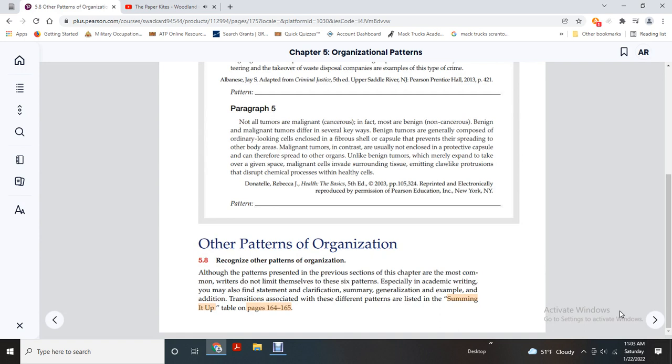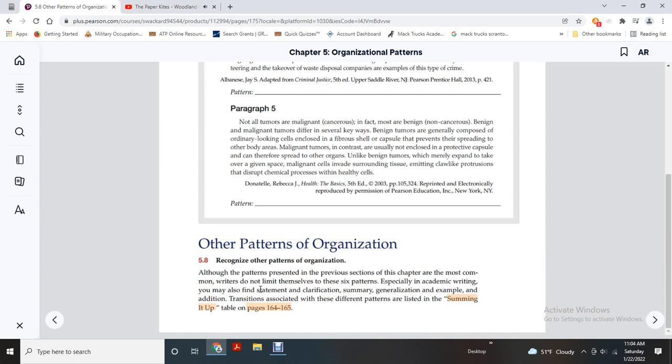Alright, 5.8, other patterns of organization. Recognize the other patterns of organization. Although the patterns presented in the previous section of the chapter are most common, writers do not limit themselves to these six patterns, especially in academic writing. You may also find statement and clarification, summary, generalization, and example. In addition, the transitions associated with the different patterns are listed in the summing-it-up tables 164 and 165. So, recognize the other patterns of organization.